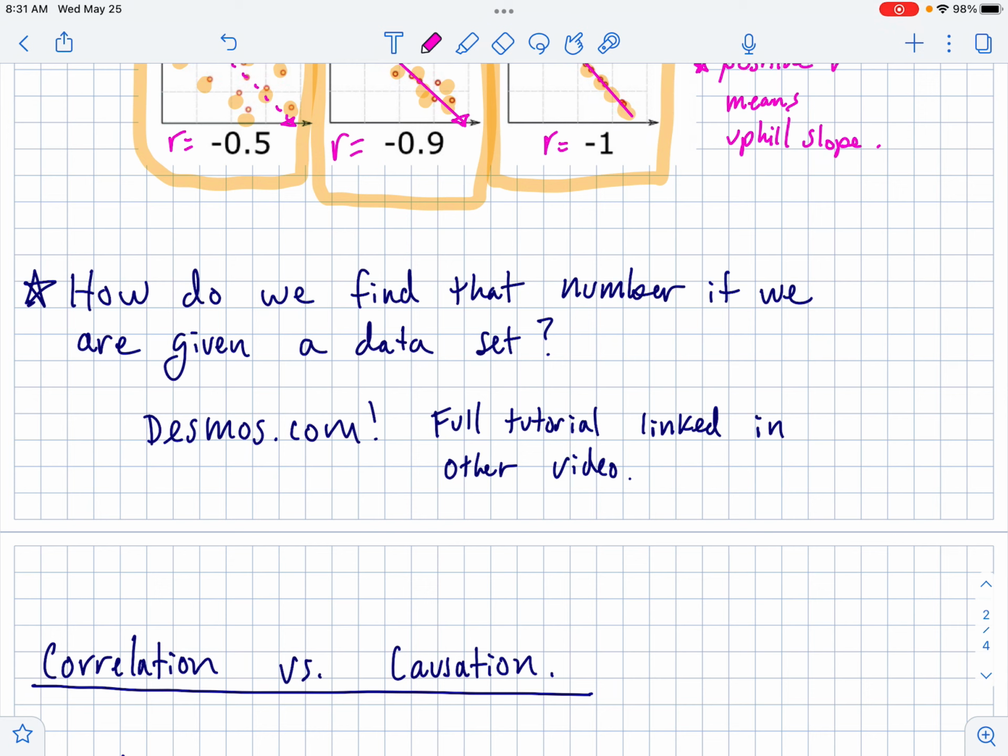Now, you guys are going to be expected to be able to find that number. If we give you a data set with X's and Y's, you have to be able to punch it into something and say, oh, the R value is 0.75, and that's a fairly high positive correlation. The way we're going to do all that is with Desmos.com, and I'm going to show you how to work Desmos.com with a video that's embedded in the lesson, but we're also going to do it live together in class.